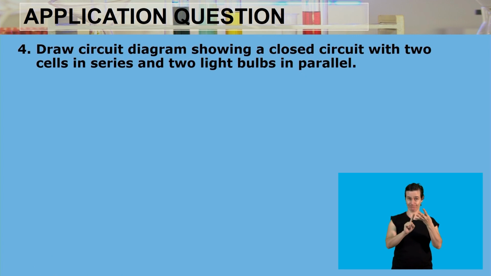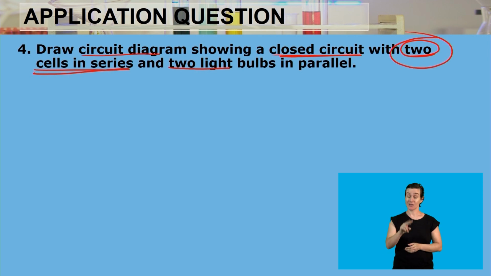Now question 4. We are supposed to draw a circuit diagram showing a closed circuit with two cells. The two cells are in series and the two light bulbs are in parallel. Remember, in series, it's one after the other, and the light bulbs being our resistors, they are going to show the multiple ways the current can take when it is moving from one point to the other.